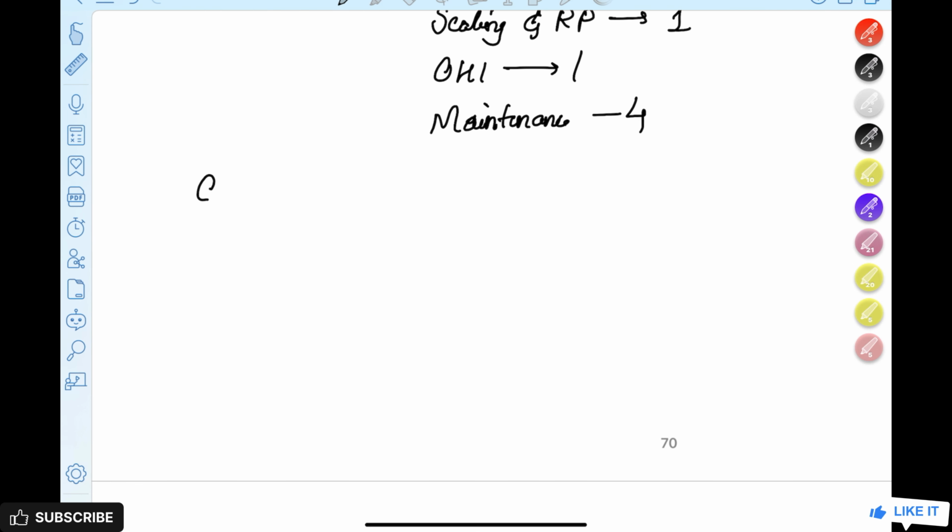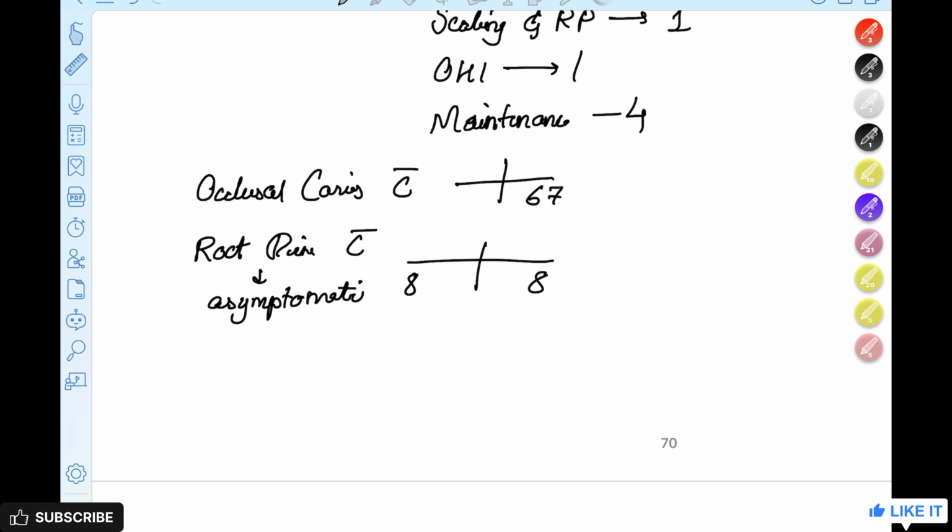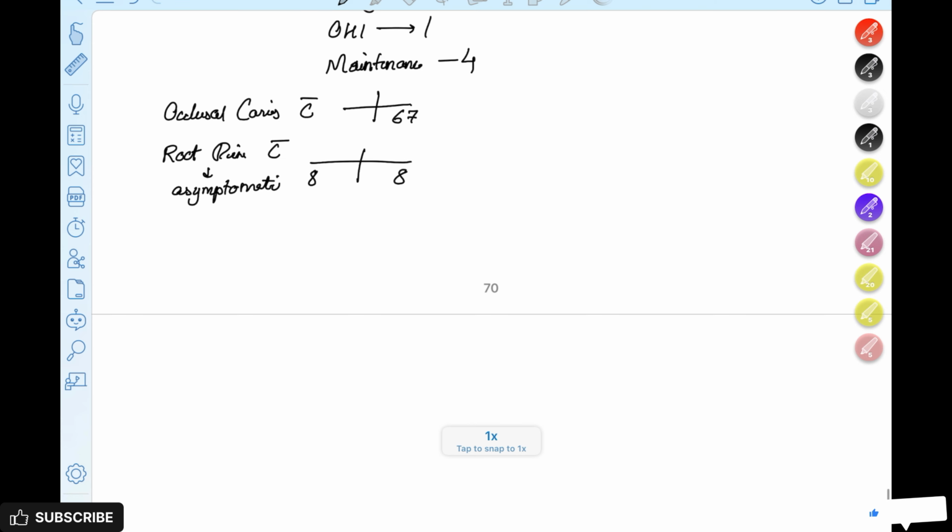So if XYZ person has occlusal caries with respect to 3-6 and 3-7, as well as a root stump with respect to 8. It is an asymptomatic root stump. If it's symptomatic, it will come in the emergency phase. Okay, so what is the treatment plan for the following patient?